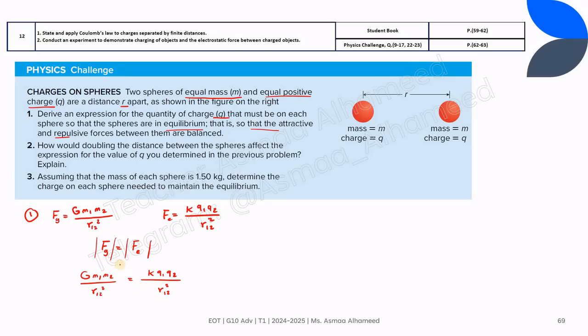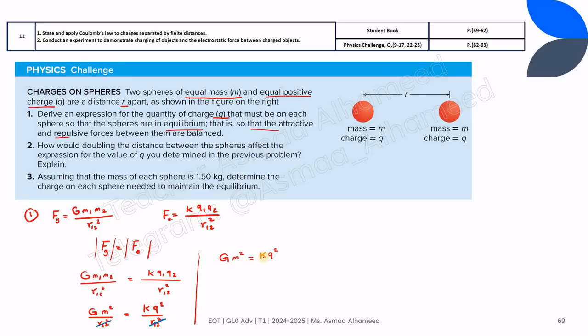R12 squared. Now we have the same mass, so we can say mass squared, and here we can say G over R12 squared, and here we have the same charge, so we can say it is Q squared over R12 squared. Now we can cancel the distance because it's the same separation between them, and we need to find the value of Q. So here we will say that G m squared is equal to K Q squared.